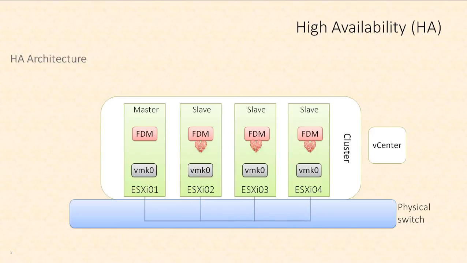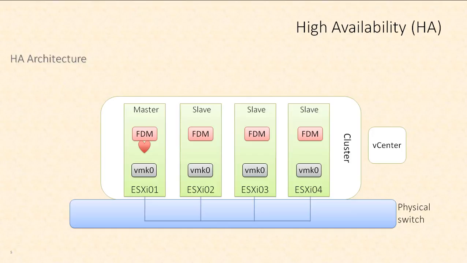So here's how heartbeats work. The master is going to send heartbeats to all of the slaves, and all of the slaves are going to send heartbeats to the master. That way the master is aware of any of the slaves that may have failed, and all of the slaves are aware if the master fails.